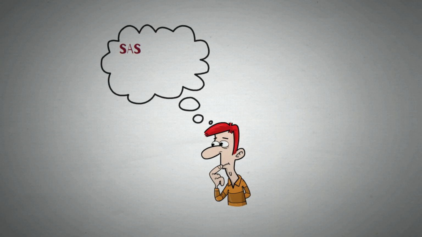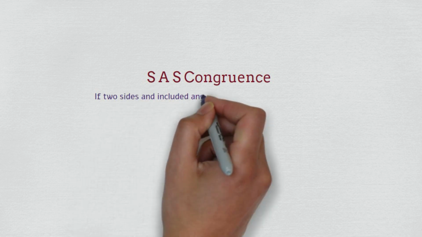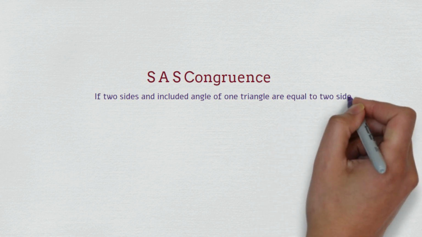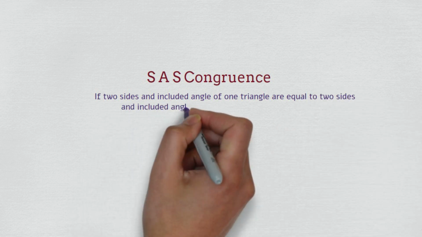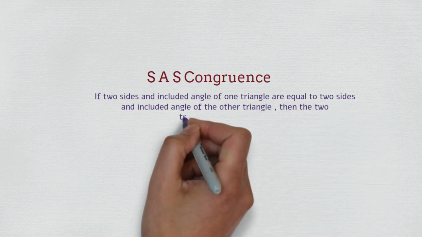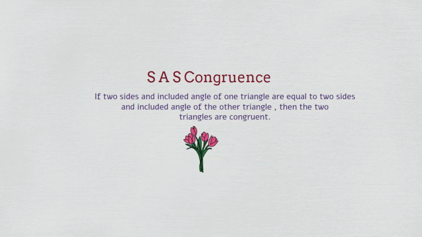SAS, ASA, SSS, AAS, and RHS. We can see that two sides and the included angle of triangle ABC are equal to two sides and the included angle of triangle ABD. Therefore, triangle ABC is congruent to triangle ABD by SAS.